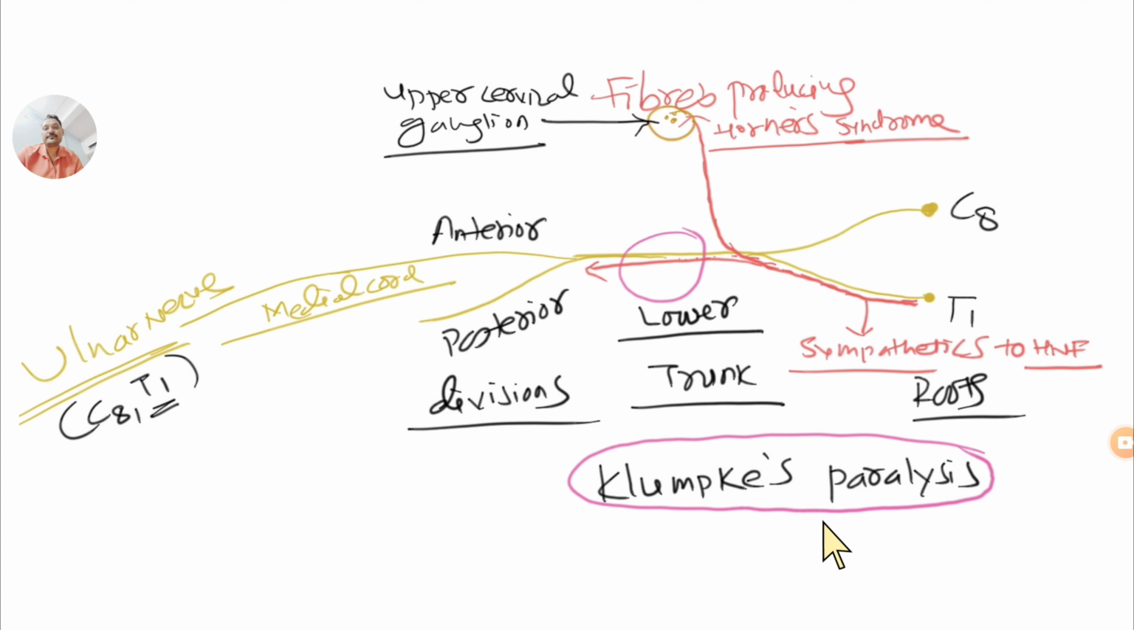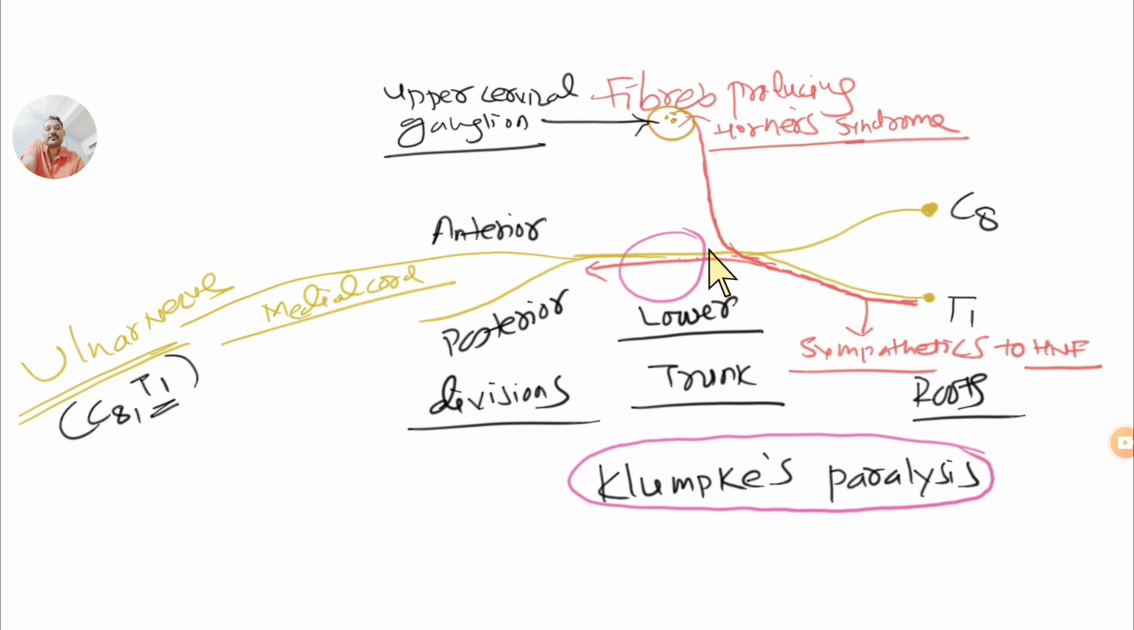Okay, this is your lower trunk, C8 and T1 joining to form that lower trunk. Further, it gives anterior and posterior divisions. Now see, the anterior division further gives you a big branch, the ulnar nerve, having the main contribution of C8 and T1. They'll be under threat if there is damage here.